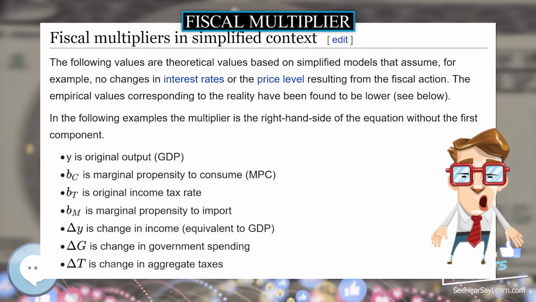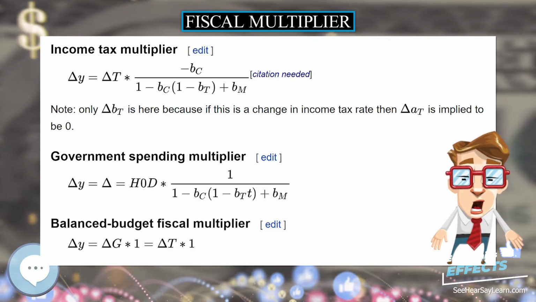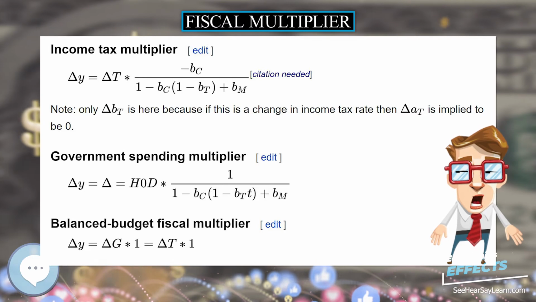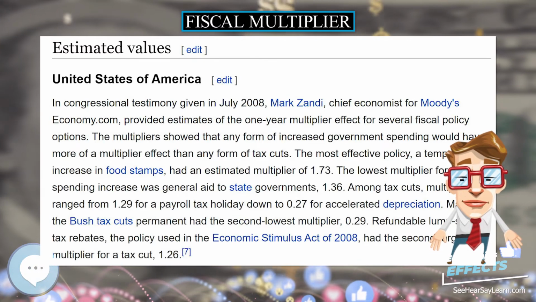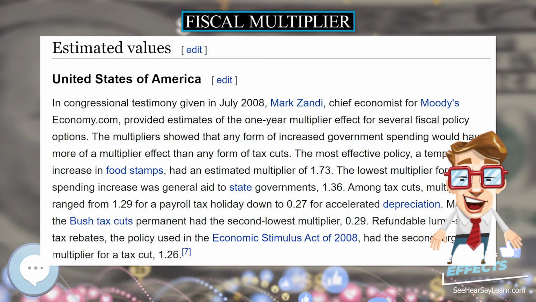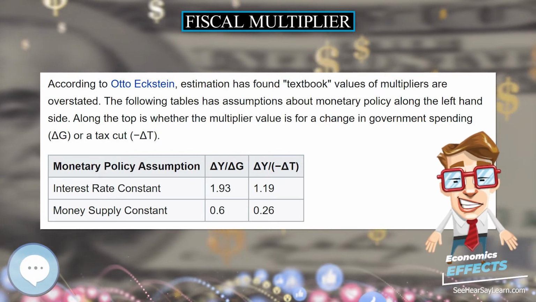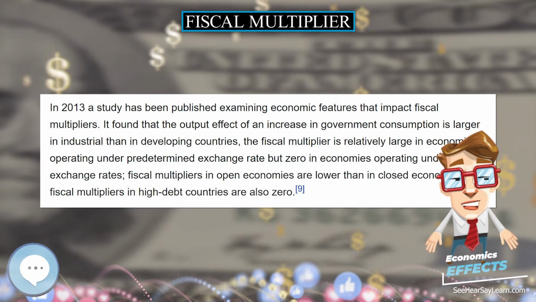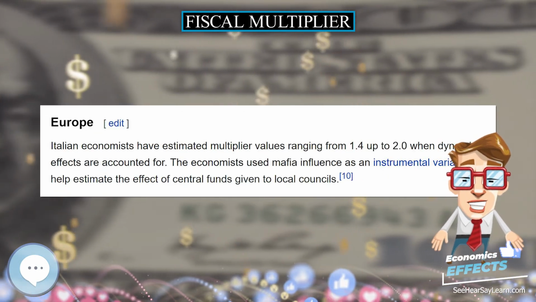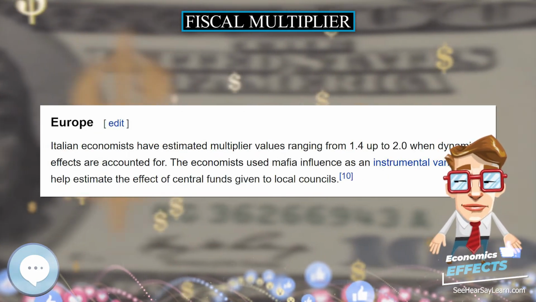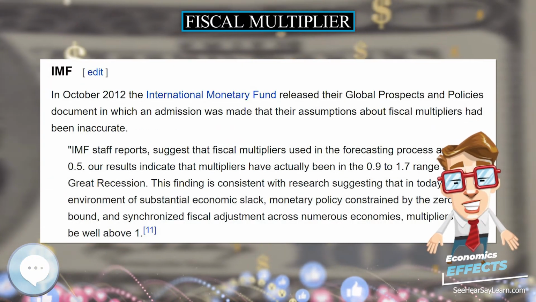According to Otto Eckstein, estimation has found textbook values of multipliers are overstated. The following tables have assumptions about monetary policy along the left-hand side. Along the top is whether the multiplier value is for a change in government spending, delta G, or a tax cut, minus delta T. The above table is for the fourth quarter, under which a permanent change in policy is in force. In 2013 a study was published examining economic features that impact fiscal multipliers.